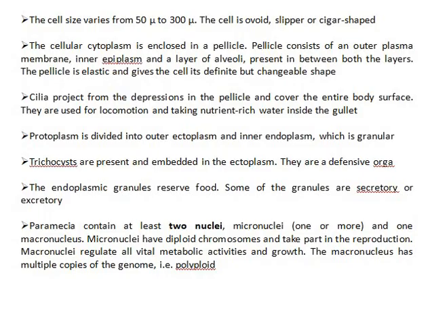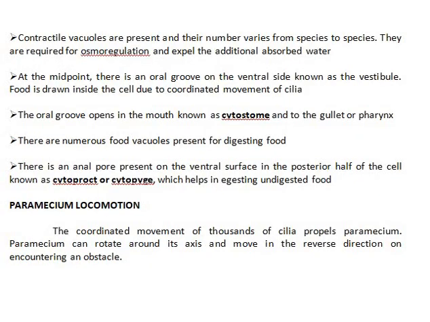Paramecium contains at least 2 nuclei: micronuclei, 1 or more, and 1 macronucleus. Micronuclei have diploid chromosomes and take part in reproduction. Macronuclei regulate all vital metabolic activities and growth. The macronucleus has multiple copies of the genome, that is, it is polyploid. Contractile vacuoles are present and their number varies from species to species. They are required for osmoregulation and expel the additional absorbed water.